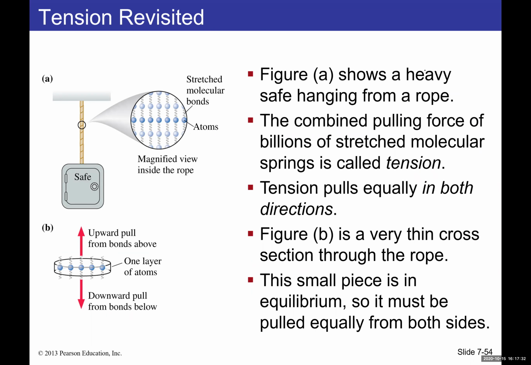Imagine you have a safe that is hanging by a rope. You can see the heavy safe hanging from a rope. The combined pulling force of billions of stretched molecular springs is called tension. That's what we call tension, right? The tension pulls equally in both directions. If you look at a small part of that rope, this small piece in figure B is in equilibrium, so it must be pulled equally from both sides.